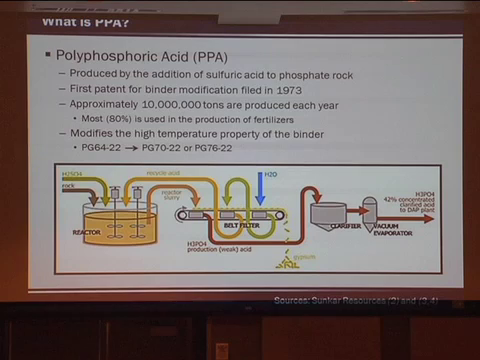The idea behind using PPA is that it tends to modify the high temperature property of the binder. So what does that mean? That means basically now you can take a 64-22 and you can modify it into a 70 or even possibly a 76. So these two methods of using Rehab and PPA are basically used as a way to modify the PG grade of asphalt binders.